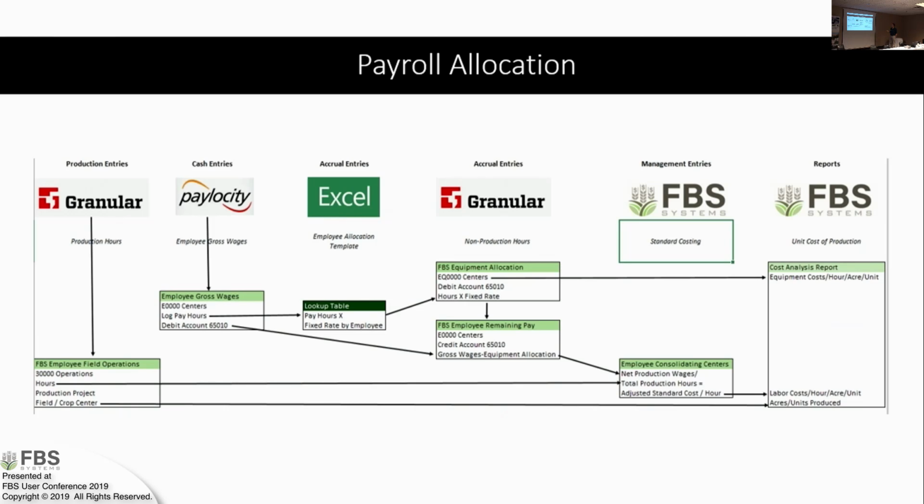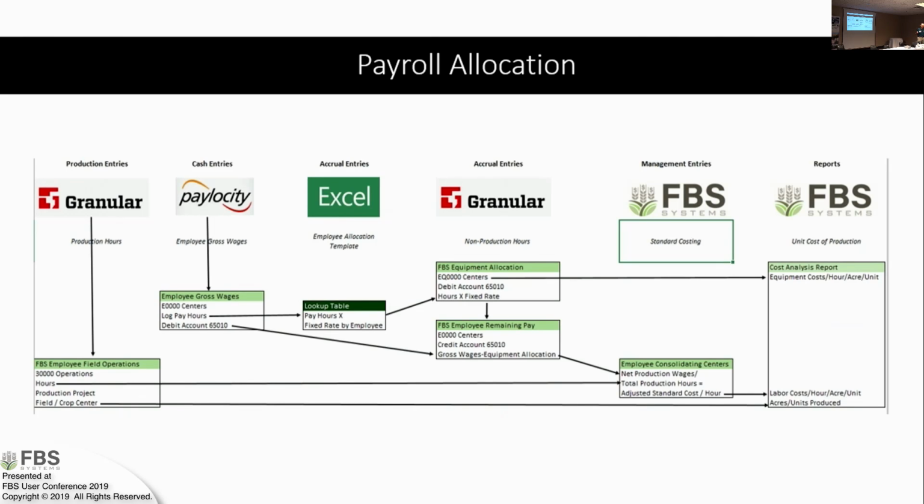So we log payroll hours. In granular, we're doing production entries, the field hours, and we're also doing equipment allocations. Granular says this employee is charged to this particular piece of equipment. So it's a journal entry from employee center to equipment center at a predefined standard rate. Once they charge off, I've got in the bucket the remaining employee payroll that's not charged to the equipment.